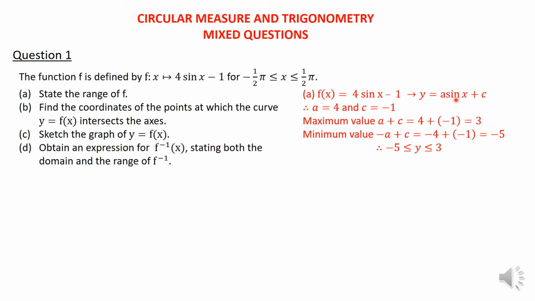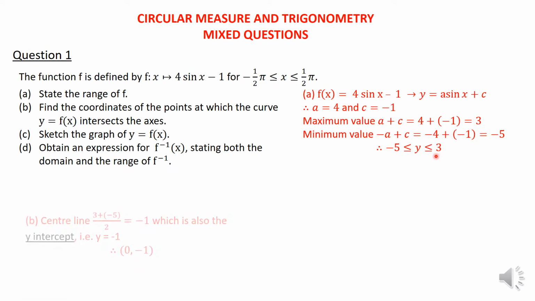Right, so for part A, we definitely have to find the range. You remember the graph of y equals a sine x plus c. Your value of a, that amplitude, is 4. Your c value is -1, as you can see here. Then the maximum value is you're going to add 4 plus that -1, you get 3. And the minimum value, you're going to put a -4 in front of that a, and then you add with that -1 giving you -5. So the range would be from -5 to 3.